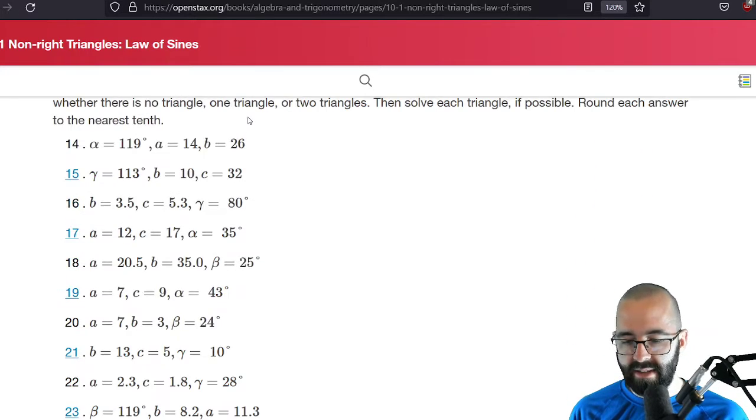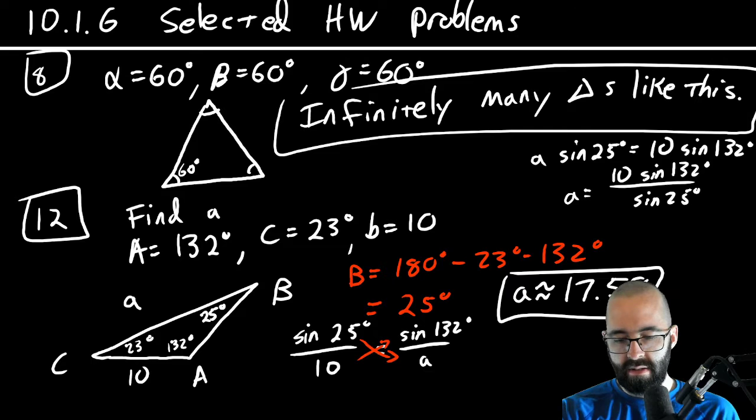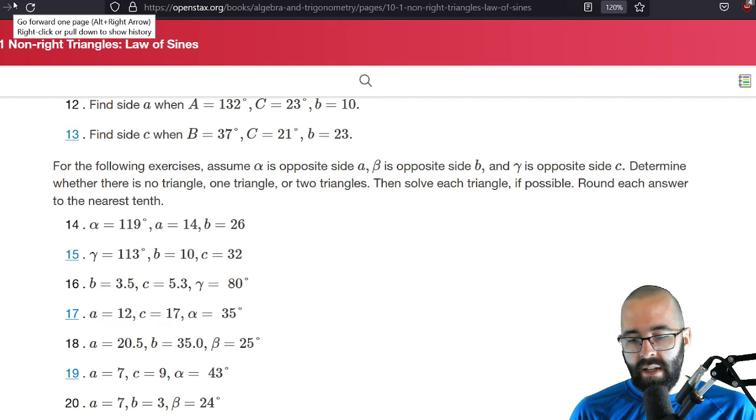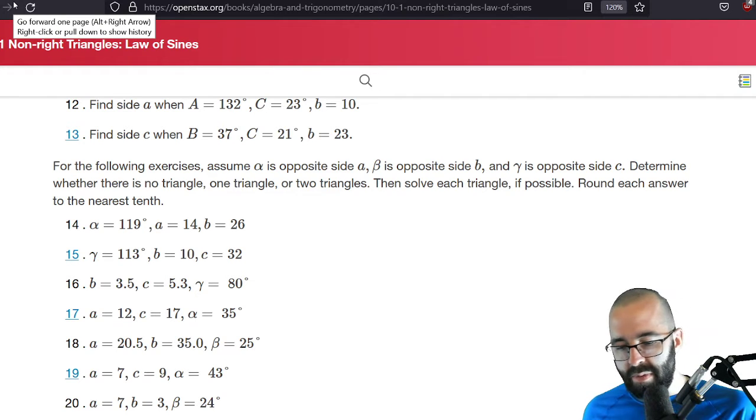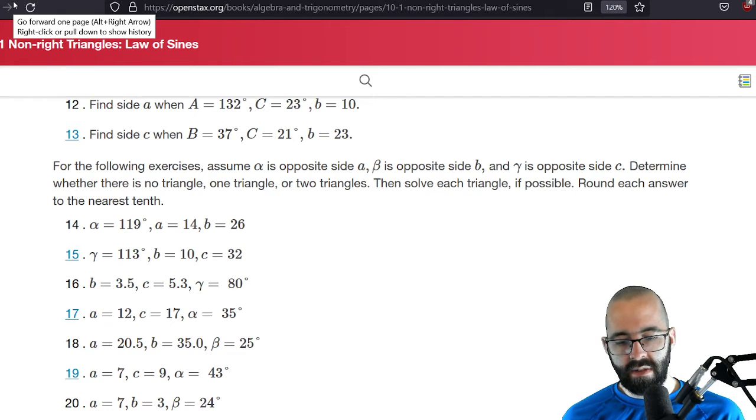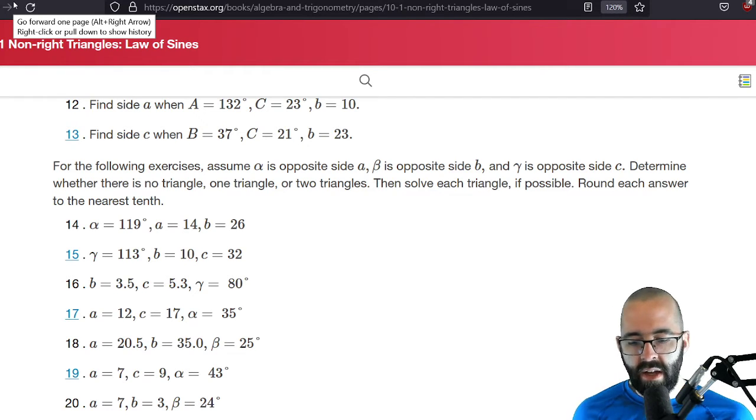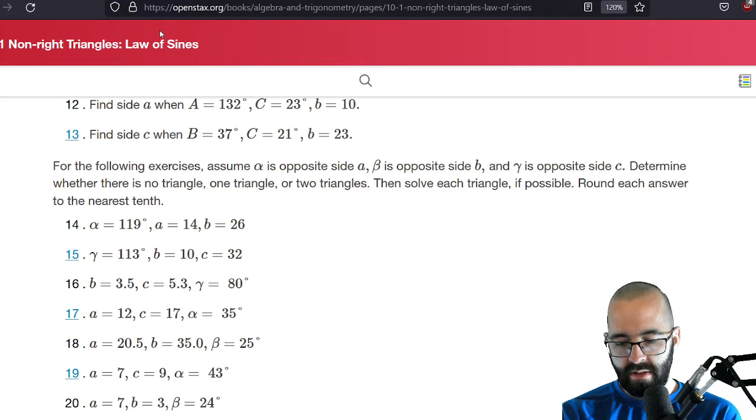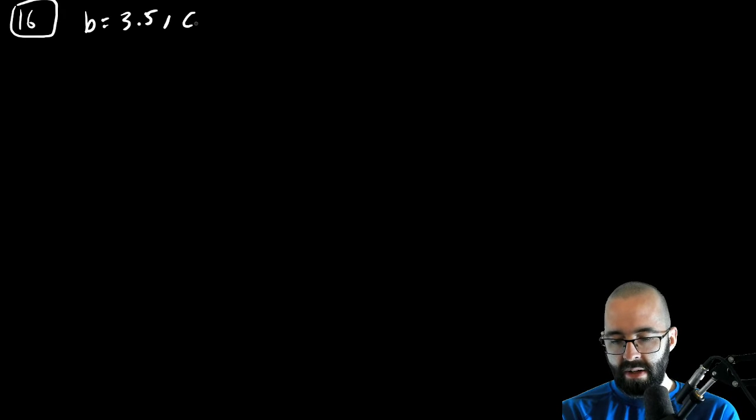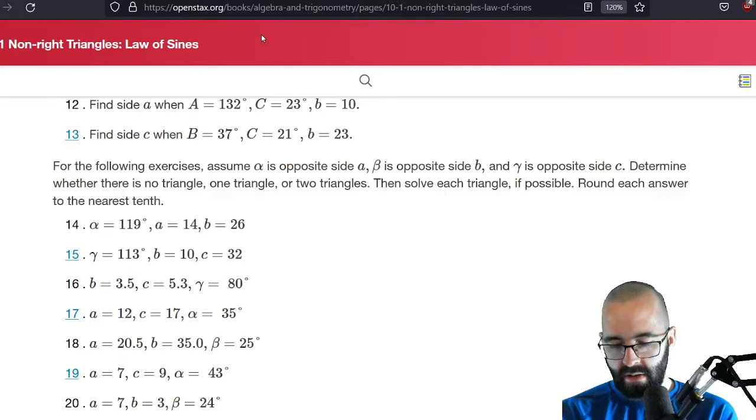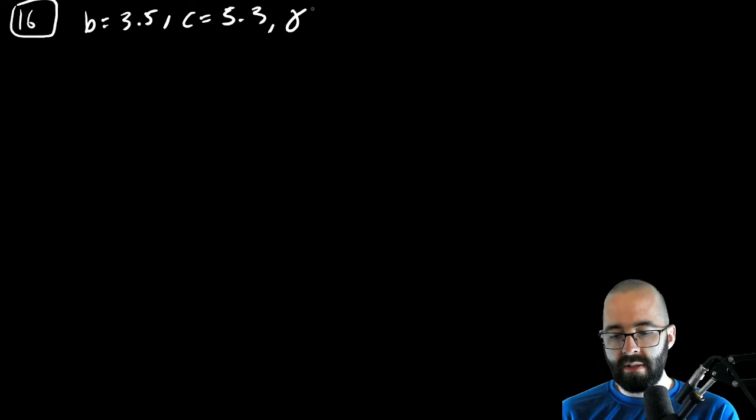Let's do number 16 next. Assume alpha is, okay, blah, blah, blah. Determine whether there's no triangle, one triangle, or two triangles. Solve each triangle if possible. Round to the nearest tenth. b is 3.5. c is 5.3. And gamma is 80 degrees.